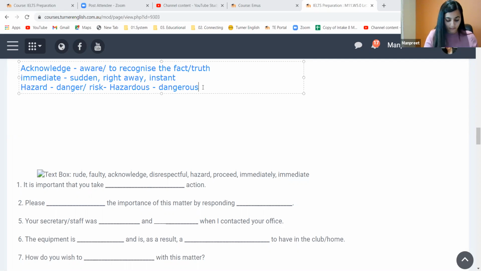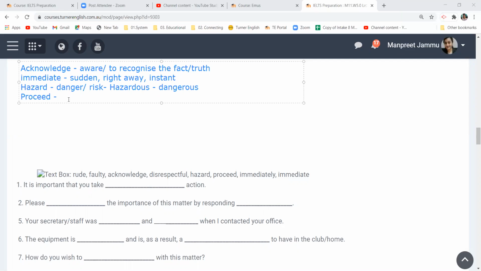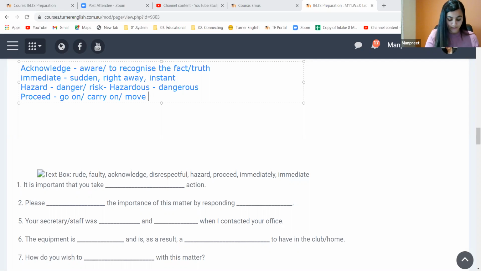Proceed. Go on. Go on. Or carry on or move forward. So any of these. Good. And the rest of the words are clear.